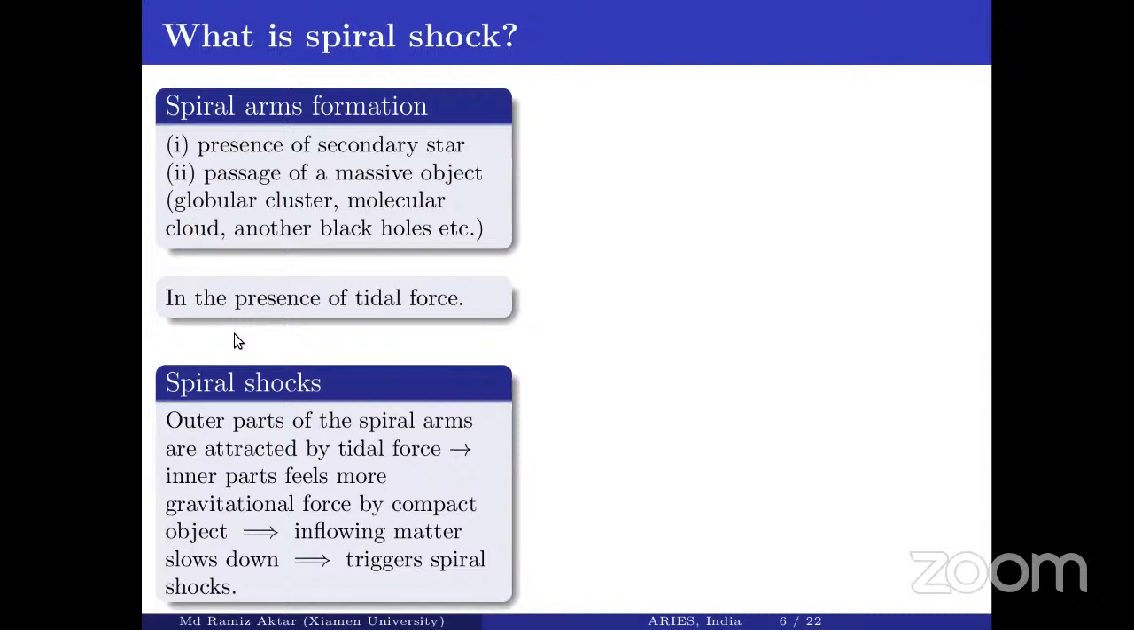So what is a spiral shock? Basically, if there is a spiral arm in the accretion disk, the outer part of this spiral arm is attracted due to the presence of the secondary star or the massive object near the compact object, while the inner parts feel the gravitational force of the compact object. So the infalling matter also slows down, and that can trigger the spiral shocks.